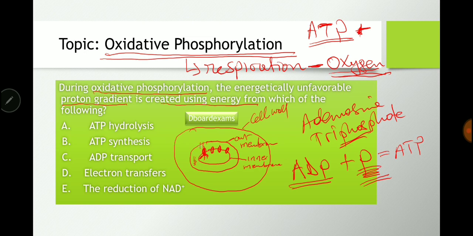So you have protons here. These keep pumping, and in this space you have a lot of protons. As electrons are being transported across each of the complexes, these red dots here, you pump the protons into the space between the two membranes.